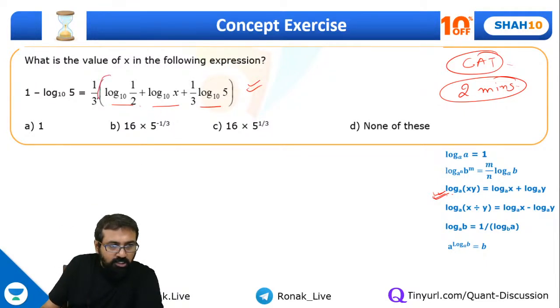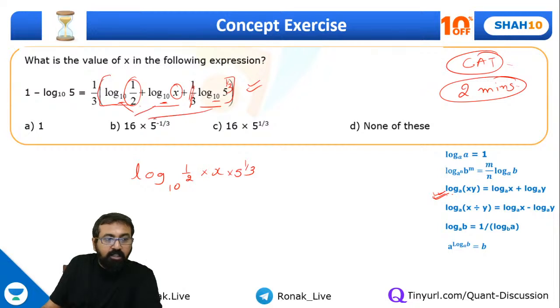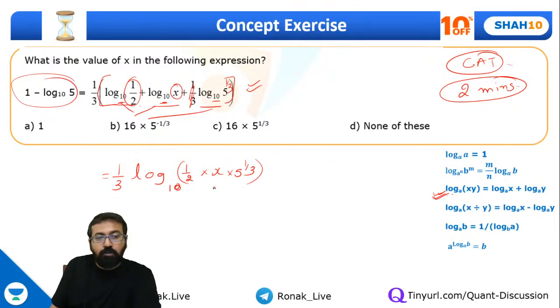So let me just solve this bracket first. This will come out to be log of 1/2 into x. This 1/2 is as it is, this x as it is, and this 1/3 will go over here into 5⁻⁴. The base is the same, and that's why I can club this way. Had the base been different, we couldn't do it this way. Remember, the base is 10, so I can multiply these numbers. I'm not looking at the left part right now, I'm just solving the right hand side.